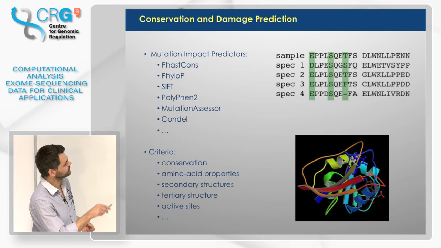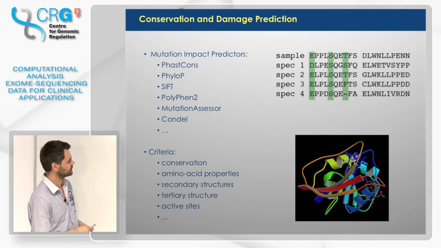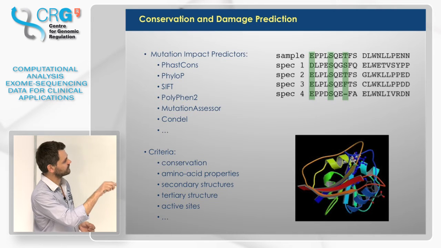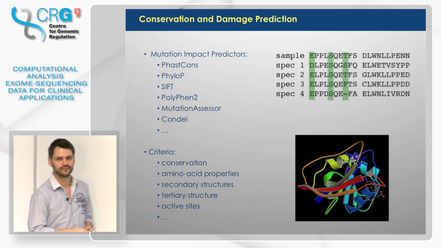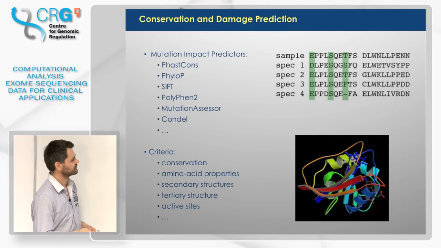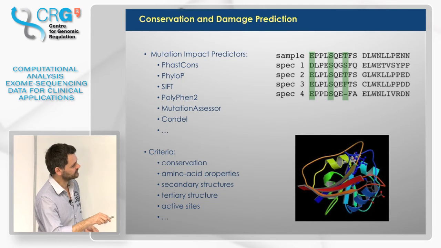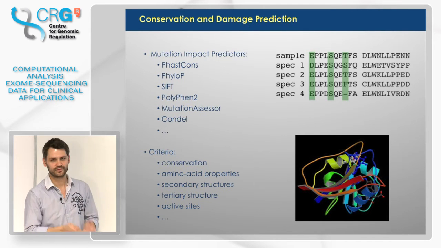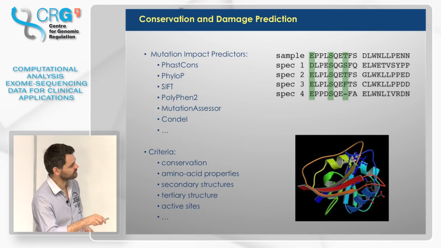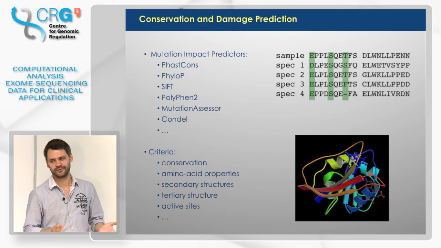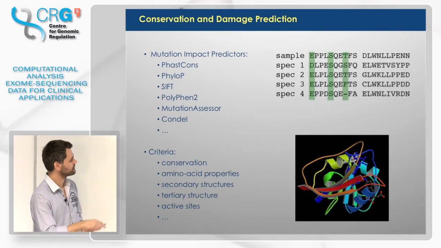Then I told you that we can use conservation and damage potential to filter the variants to a much smaller size. The first two are examples of conservation. They simply ask how many of the different species have a similar amino acid at this position. Obviously, the more conserved something is, like here, all S, the more important this position must be functionally, so you don't want a variant there. While a position where every species has something else is probably not important for the function of the protein.